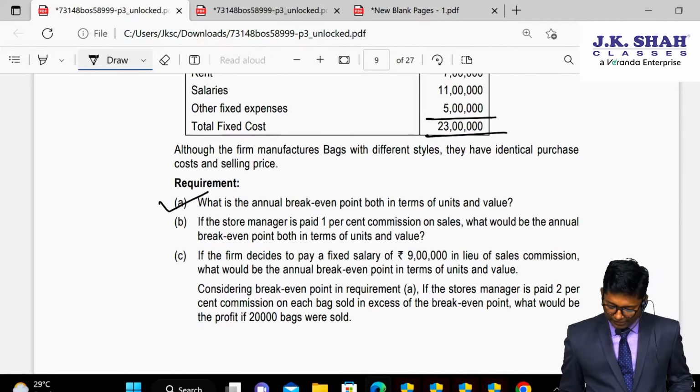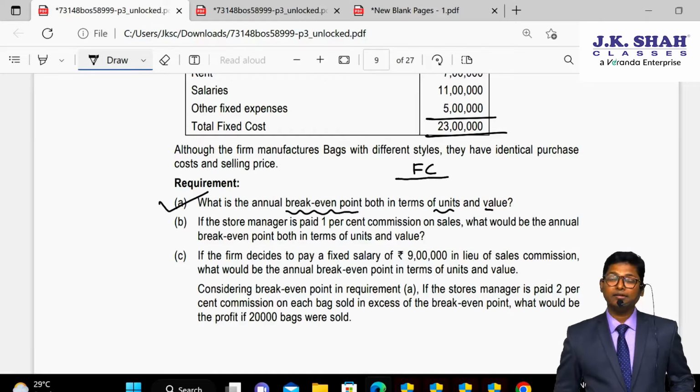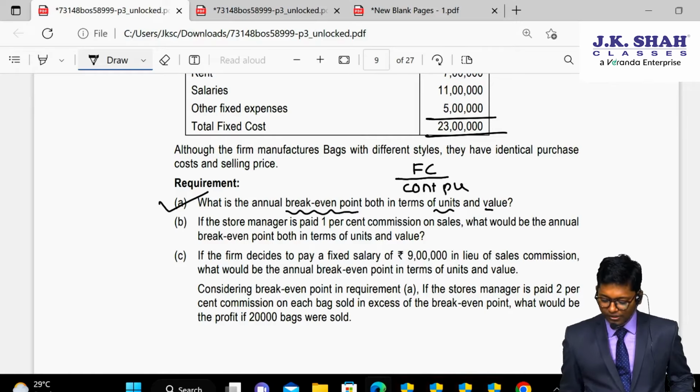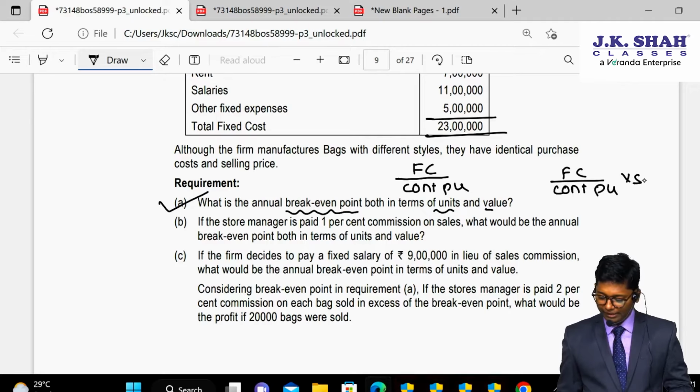Requirement number 1 asks us to calculate the break-even point in terms of units and value. If you are calculating the break-even point, always consider fixed cost as the numerator. When you divide it by contribution per unit, you get units. Using the same formula, fixed cost divided by contribution per unit gives units, and if you multiply with selling price per unit, you get the value.